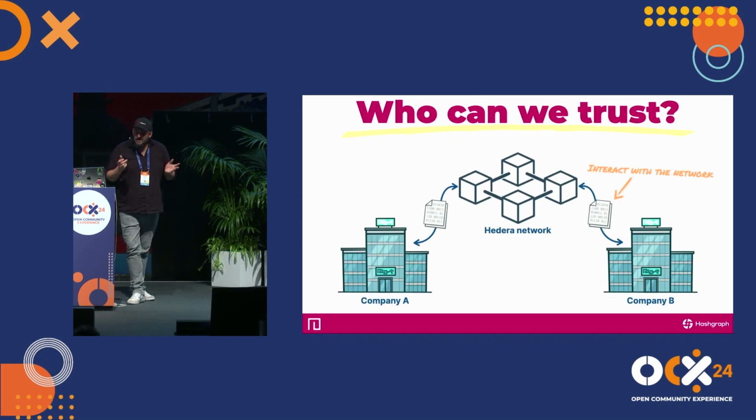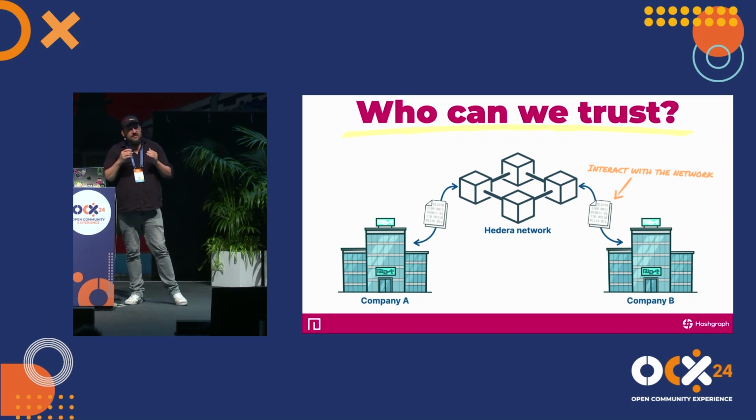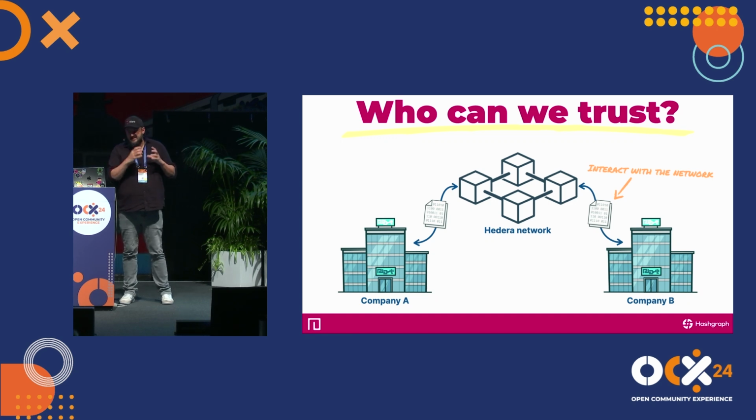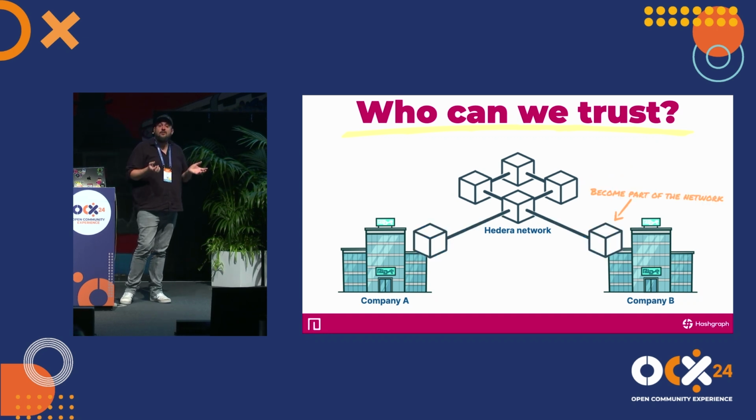Coming back to our two companies, what they can now do is interact with such a network by doing transactions against the network. By doing so, the state is stored in the network, and none of the two companies is owning it. Even better, if they want, they can become part of such a network.